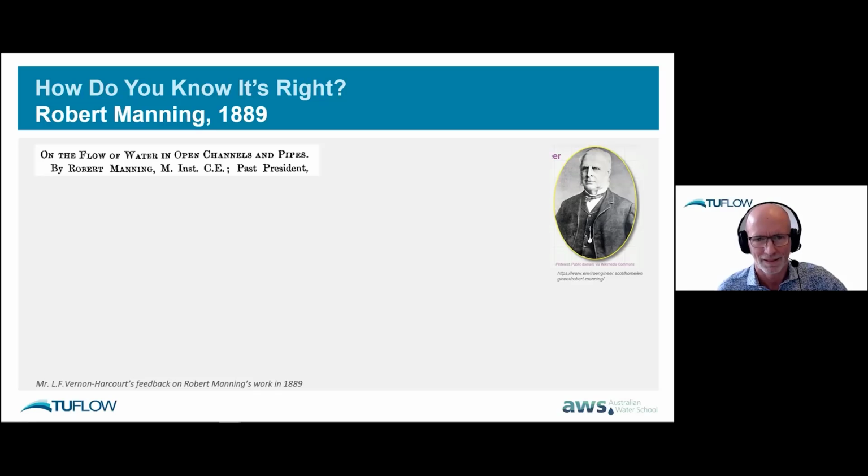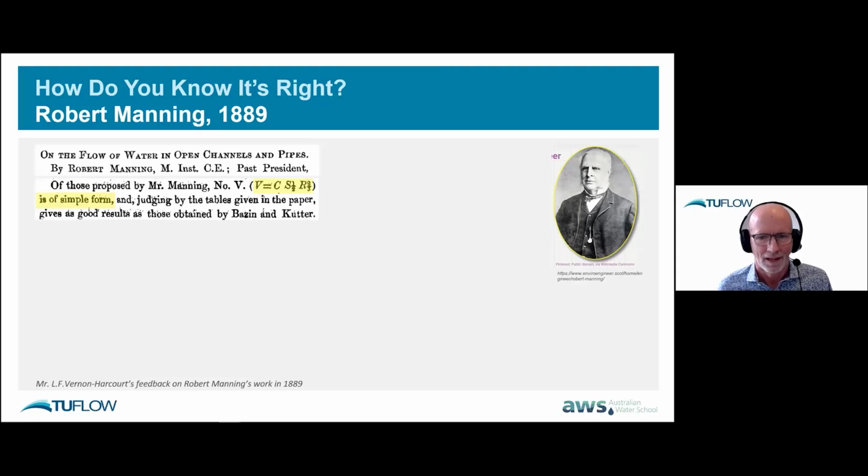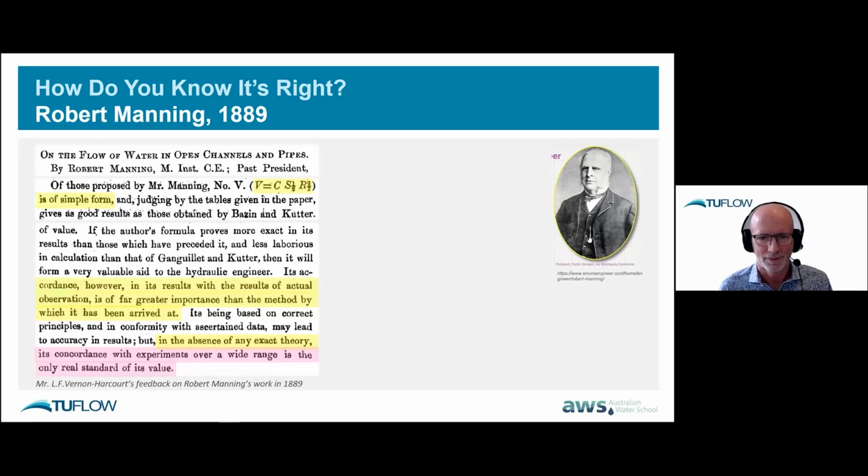So Robert Manning, and that's the Manning of Manning's equation, big influence on our industry 130 years later. So this is from his original, this is when he's presenting his work to the Institute of Civil Engineers. And this is a review by this guy down here, Vernon Harcourt. And there's the equation. It's a nice simple form, so big tick, and gives good results, much more simple than other things they had at the time.